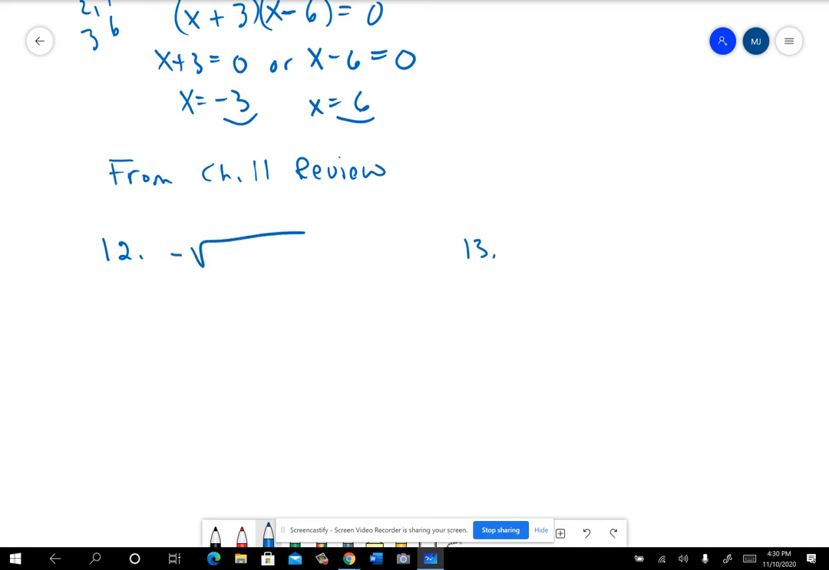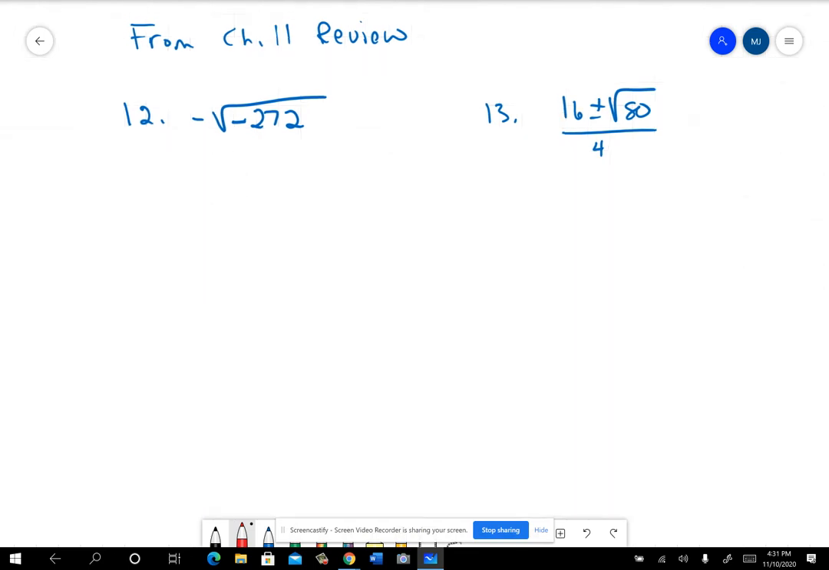So we have the square root of negative 272, and on 13, 16 plus or minus, actually, yeah, it did have plus or minus, square root of 80, all of that over 4, okay? So here, to use the square root method or the quadratic formula, you often have to simplify the radicals. So I wanted to make sure you were comfortable with that. All right, this negative right here should have made you think about how this problem is going to have an I in it.